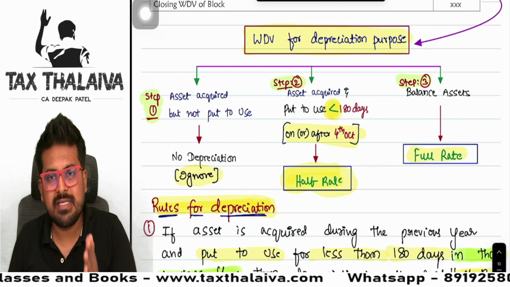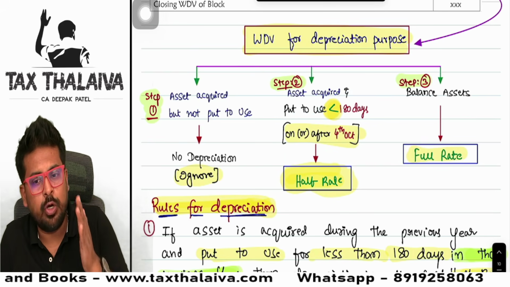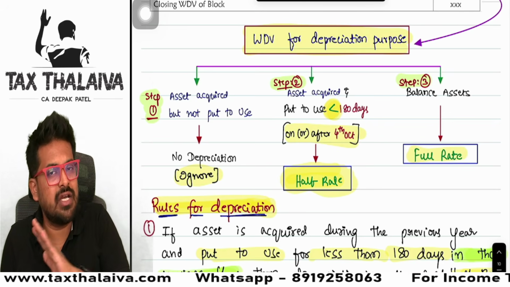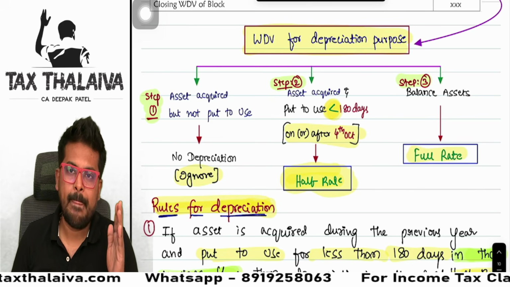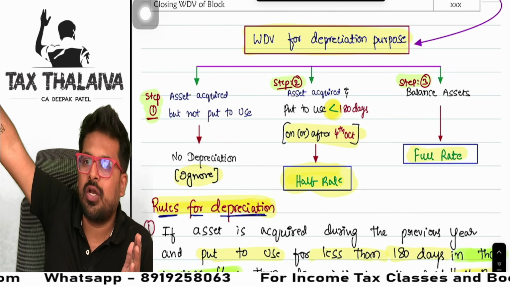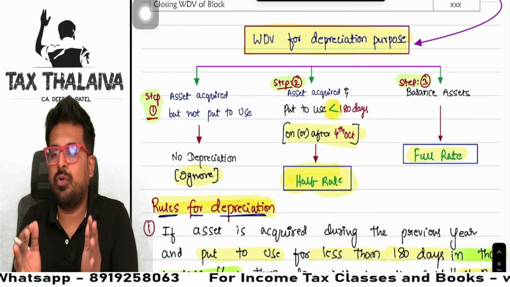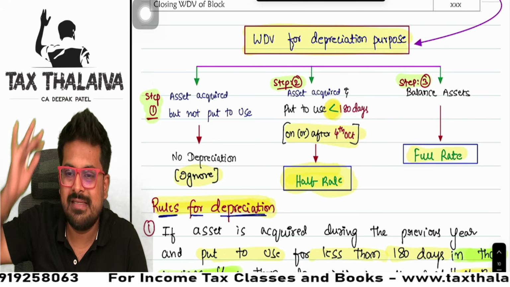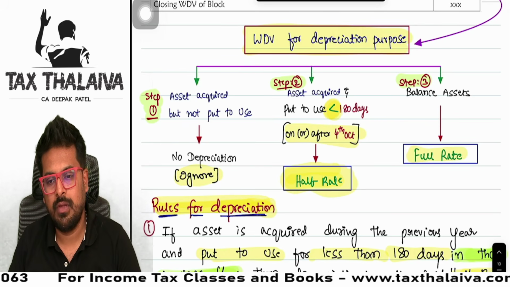Guys, always remember, until 3rd October, if you use the asset, then you have used the asset for full year. If you started using the asset on 4th October and later on anytime during the year, then you have to claim half rate of depreciation because you are using the asset for less than 180 days.